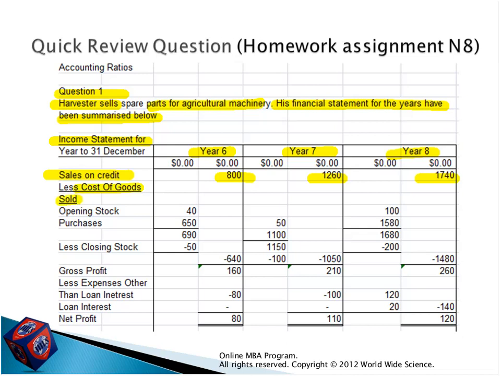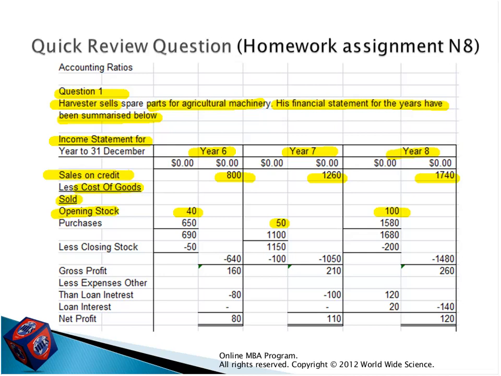Inside the cost of goods sold is included the opening stock. What is stock? You remember this is the same as inventory, right? We have opening inventory. Opening means the inventory at the beginning of the year. At the 6th year we have 40. At the 7th year we have 50. This is a little bit lower, I don't know, it's an example like this. At year 8, the opening stock is 100.